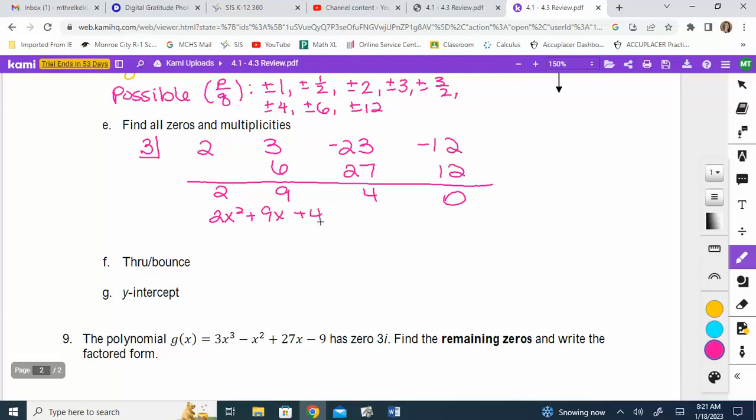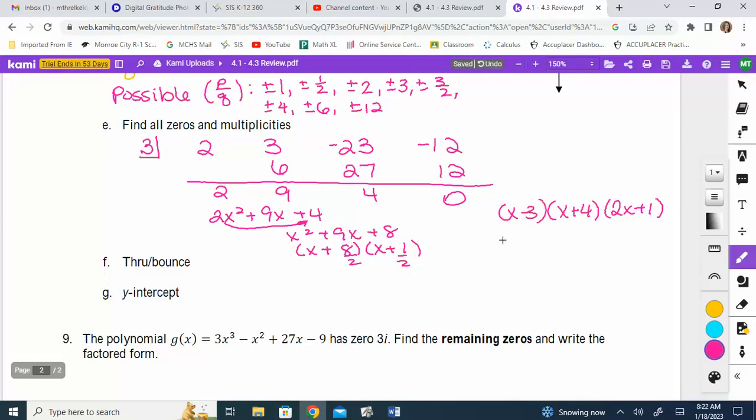What do we have to do? Slip and slide. So that factors into x plus 8, x plus 1, divided by 2 again. So we get x plus 4, 2x plus 1, and what else do we need? X minus 3, because the 3 was a 0. So that's my factored form.